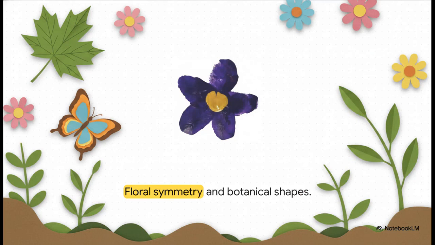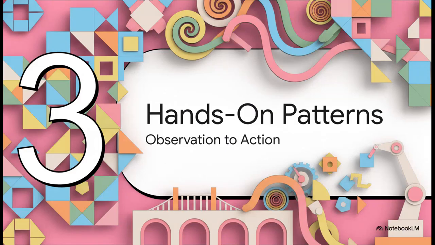And what's great is that the lesson doesn't stop with the animal kingdom. Beyond animals, it encourages finding repeating shapes in botany, too. It asks students to look closely at the veins in leaves, the mirror image wings of butterflies, and the radial symmetry of flowers, kind of like the vibrant purple bloom we see here. This approach effectively grounds geometry in the organic world, proving to the student that math, well, it grows right out of the soil. Okay, let's jump into Section 3, Creating Hands-on Patterns from Observation to Action.